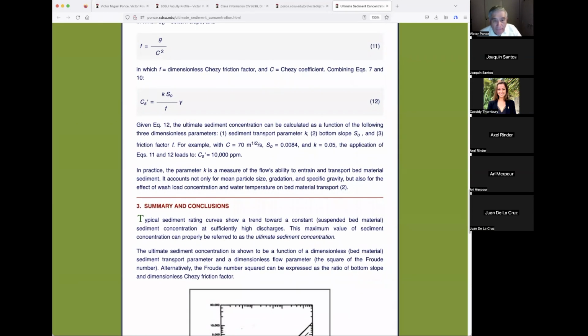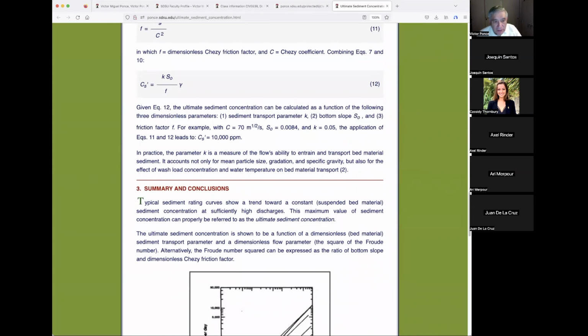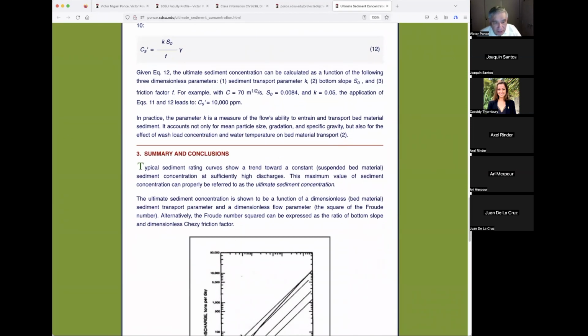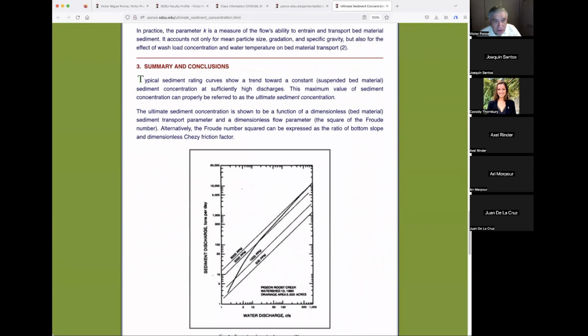Okay, so that is the summary and conclusions. Now we're going to get to the summary and conclusion. Typical sediment rating curves show a trend toward a constant suspended bed material concentration at sufficiently high discharges. I had to clarify, suspended bed material. This maximum value of sediment concentration can properly be referred to as the ultimate sediment concentration. The ultimate sediment concentration is shown to be a function of a dimensionless bed material sediment transport parameter and a dimensionless flow parameter, the square of the Froude number.